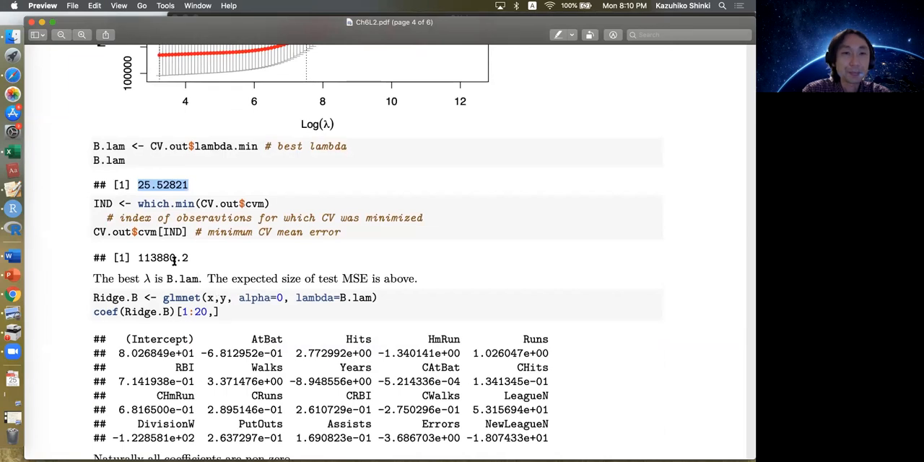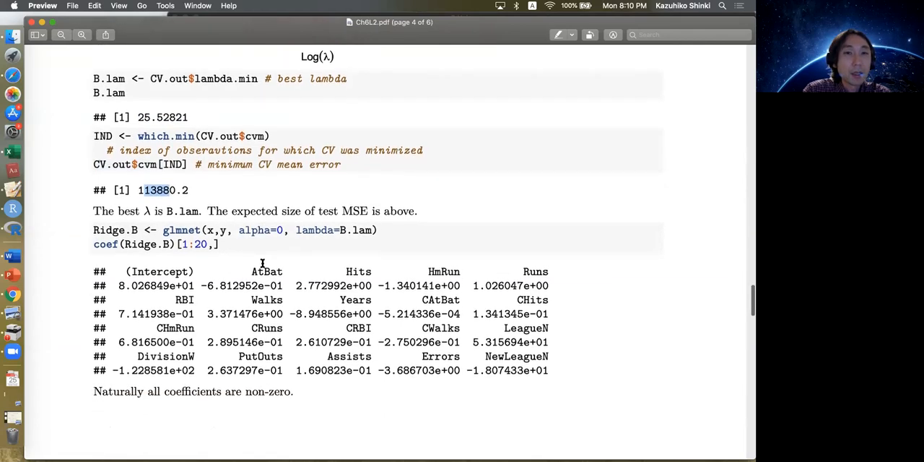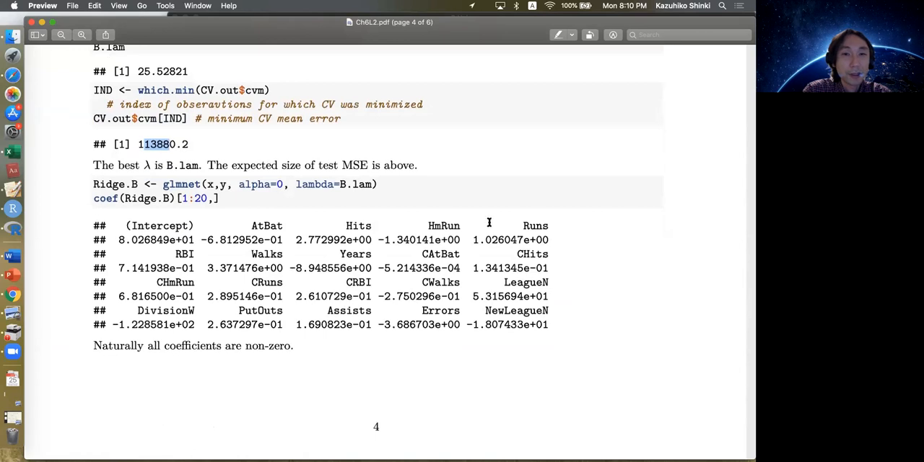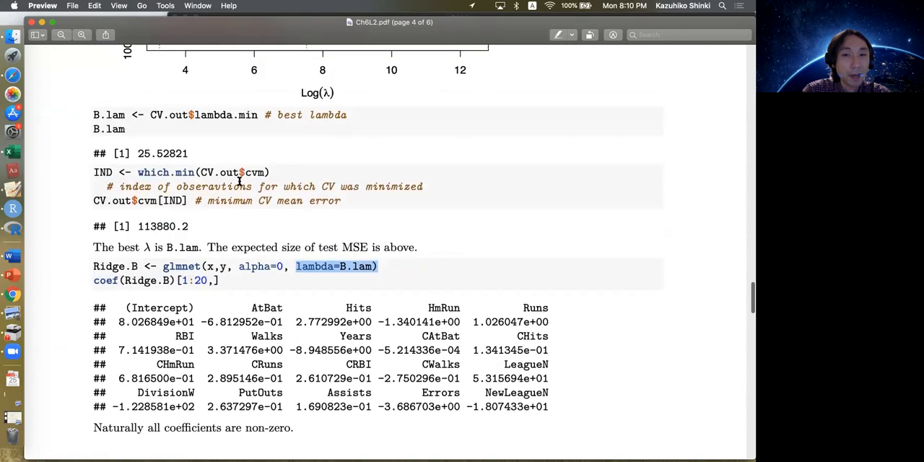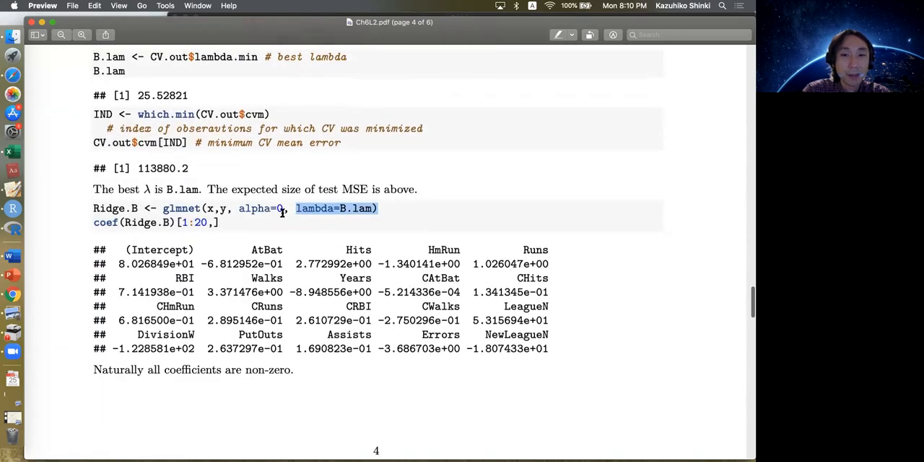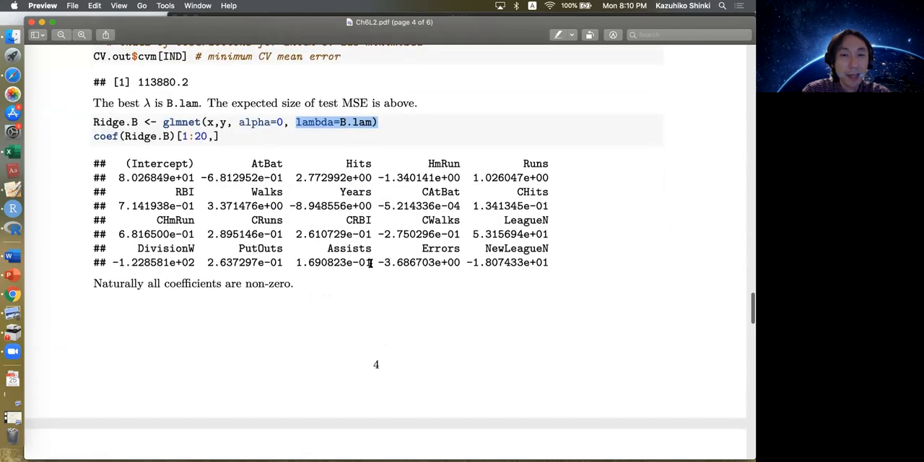Cross-validated error, then the cross-validated error is 113,880. So this is the best lambda. Then this is the estimated coefficients, so that we use the best lambda. Lambda is equal to bestlam, which is 25, so that we optimize the parameters. So these are the best estimated coefficients.